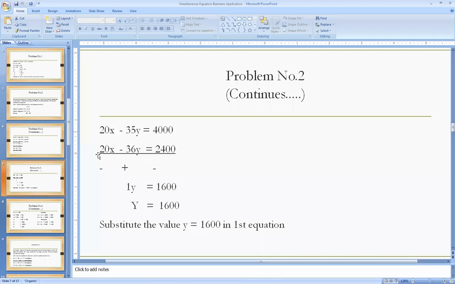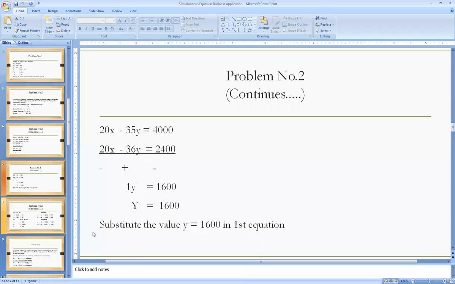After changing the sign, this will become minus 20x, the 36y will become plus, and this plus 2400 becomes minus. So this will get eliminated. Now this 36 minus 35 is nothing but 1y. 4000 minus 2400 becomes 1600. Did you follow that one? Okay, ma'am.